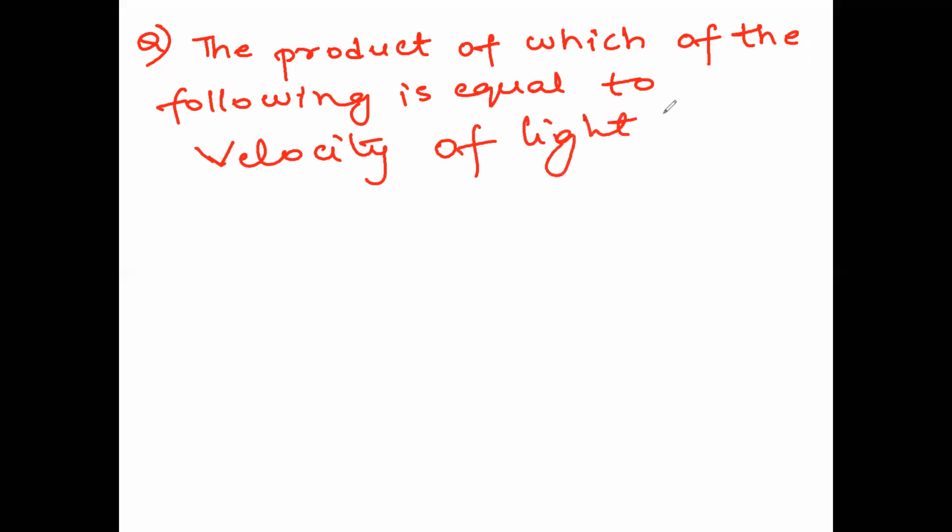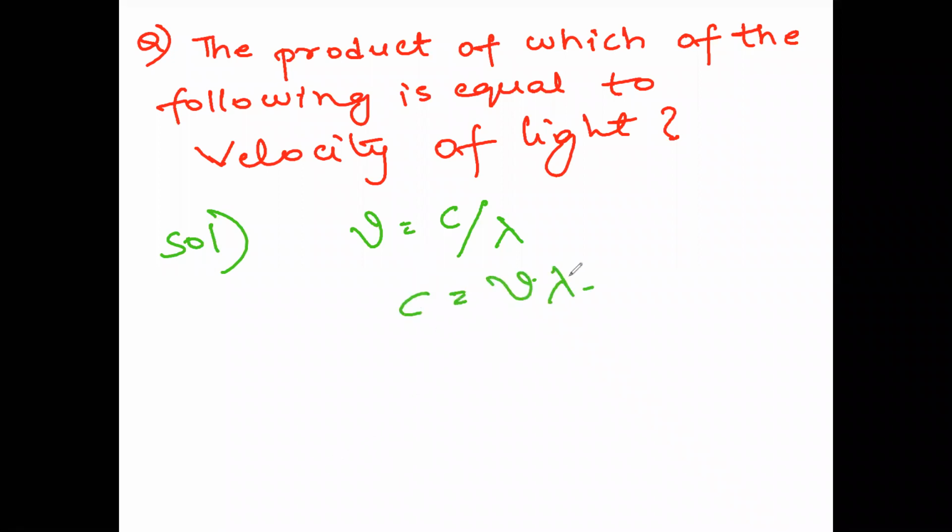From the wave theory of light, we know nu is equal to c by lambda. I'm writing the solution directly, not giving options. Nu is equal to c by lambda, which implies c is equal to nu lambda, because c is the velocity of light. So the product of frequency and wavelength is the answer. I hope you can understand.